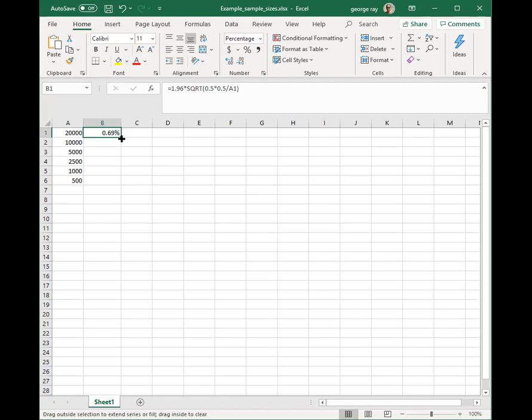So let's just pull that down. And by the way, a trick in Excel is you can apply the formula to successive cells in a row or column by dragging the cell that it's in. So what I'm going to do is just drag this down like that in Excel. And now I get the errors that we get at the 95% confidence level for each sample size. So at 500, we're getting about a 4.38.